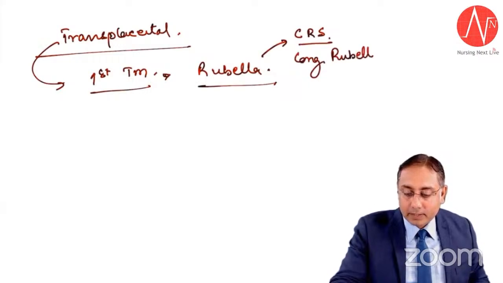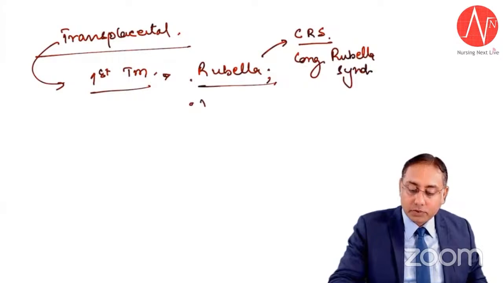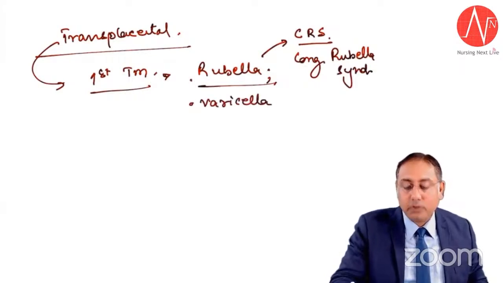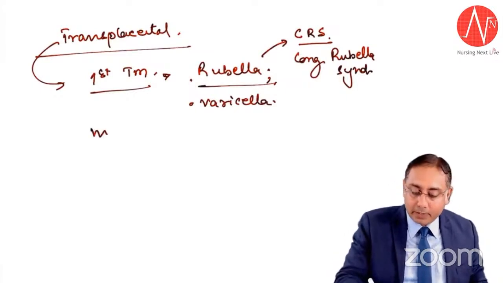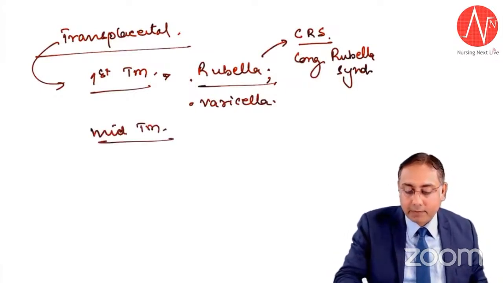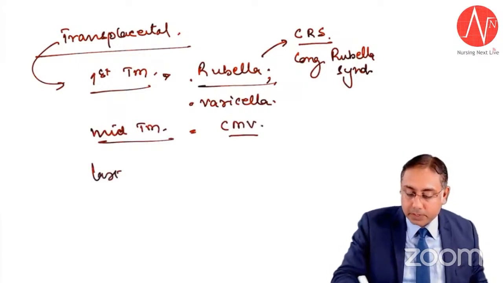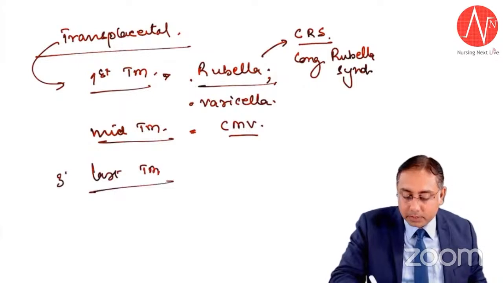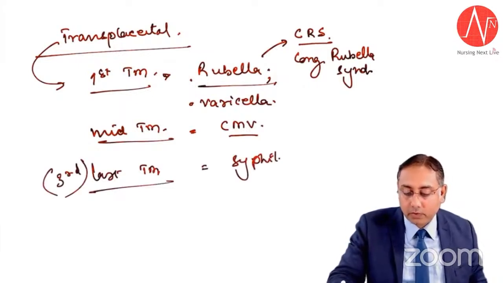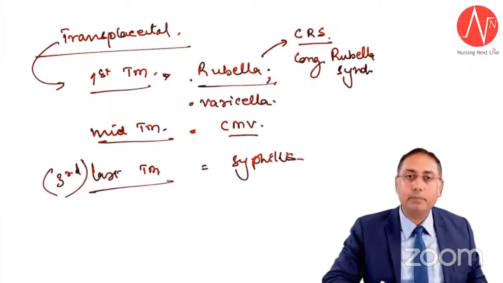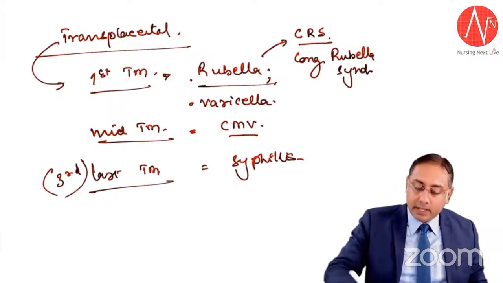Congenital rubella syndrome in the child. So rubella infections or varicella infections, or chickenpox, early in the pregnancy are not considered to be very good. Then in the mid trimester, we can have CMV infections, which are very bad. And in the last trimester, that is the third trimester, we can have syphilis, which is not at all a good infection during pregnancy. So syphilis, particularly in the later part, is very hazardous.